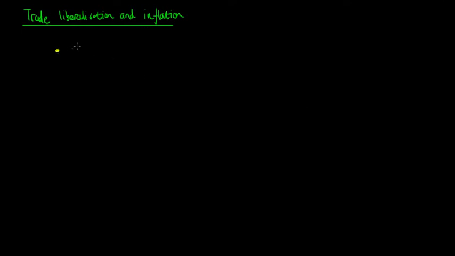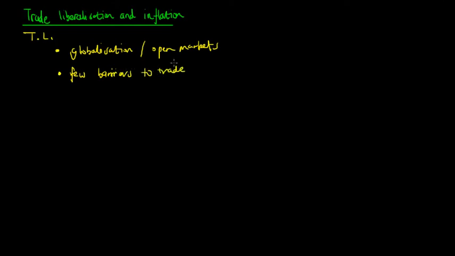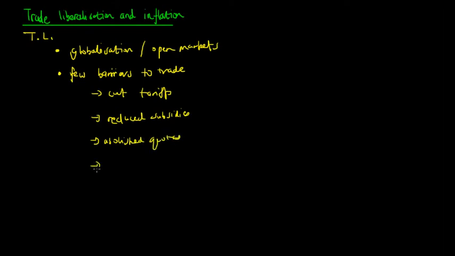Okay, so firstly, we know that trade liberalisation is the globalisation, or the use of open markets. What this means is that there are very few barriers to trade. And so the government has cut tariffs, reduced subsidies, abolished quotas, and made free trade agreements. So the movement of goods and services between countries is facilitated more easily.